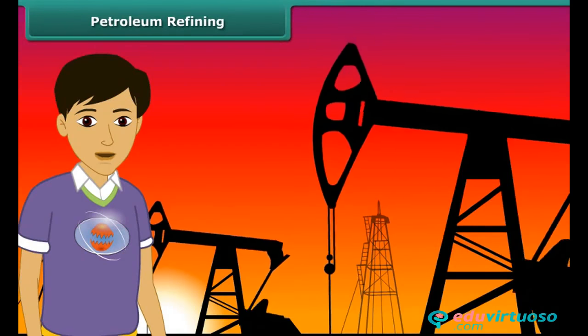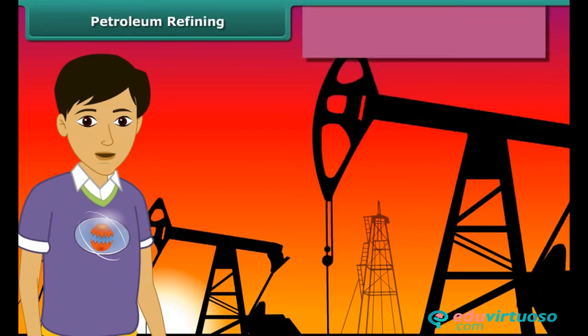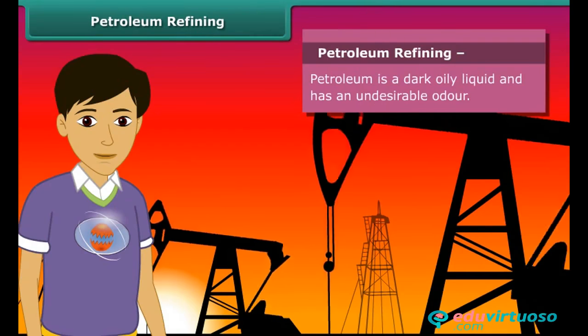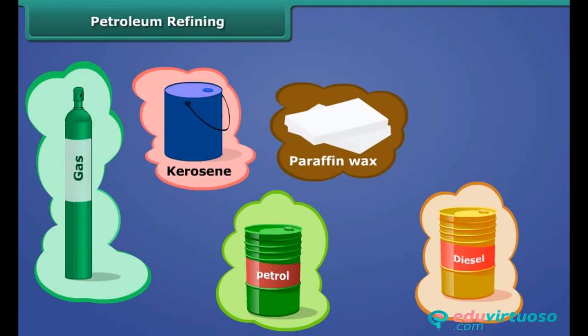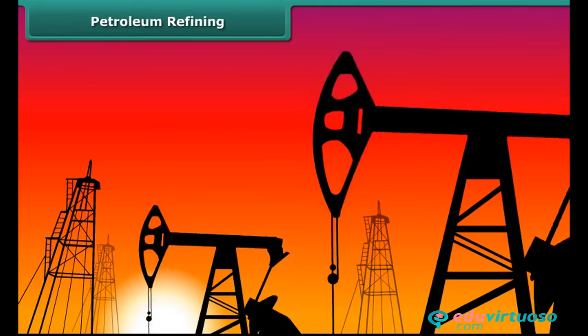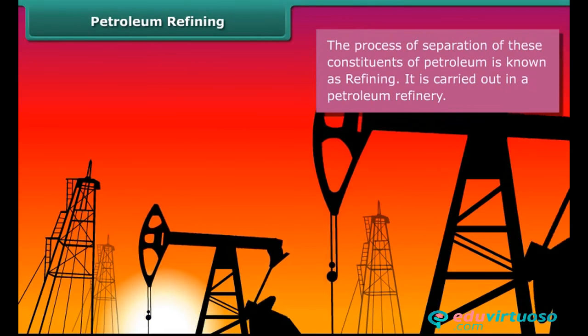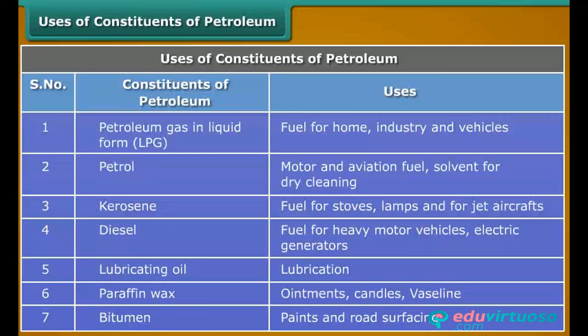Now friends, we know that petroleum is a fuel source of our vehicles. But do you also know that this petroleum is a dark oily liquid made up of various components such as petroleum gas, petrol, diesel, kerosene, paraffin wax, lubricating oil, and so on. All these components are separated by a process called refining. This process is carried out in a petroleum refinery. Here is a table containing various constituents of petroleum and their uses.